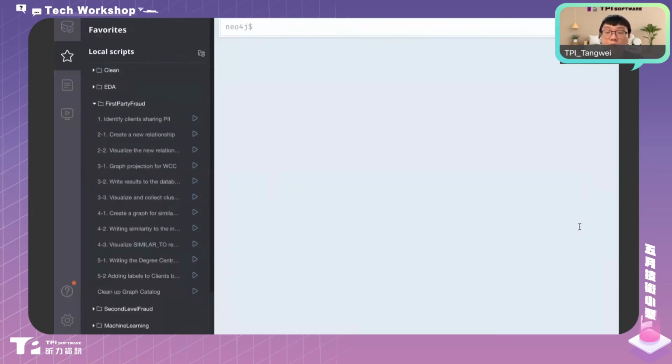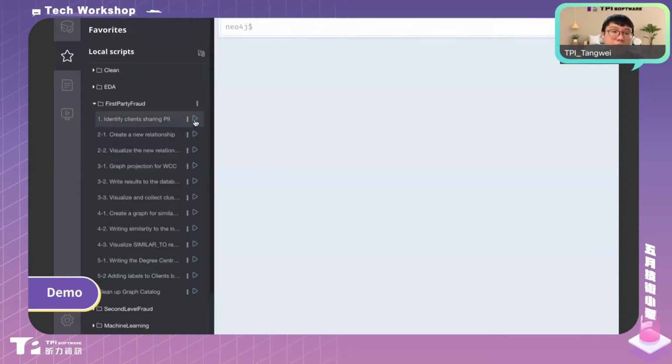So in here we will perform 5 steps. The first is to identify clients sharing personal identifiable information, the PII. And then we will identify a cluster of clients sharing PII using community detection algorithms. And then we will find similar clients within the cluster based on shared identifiers using a pairwise similarity algorithm. And then we will calculate and assign the fraud score to clients in the cluster using a similarity algorithm. And finally, we will use the assigned fraud score to label the clients as potential fraudsters.